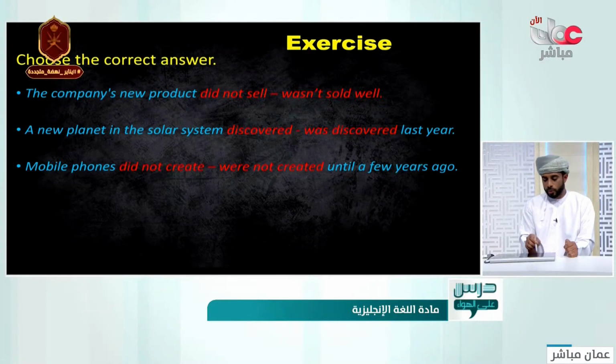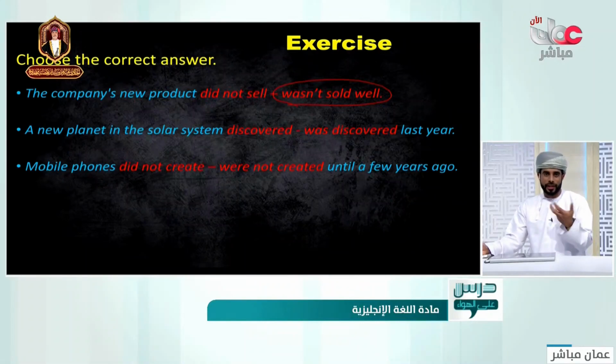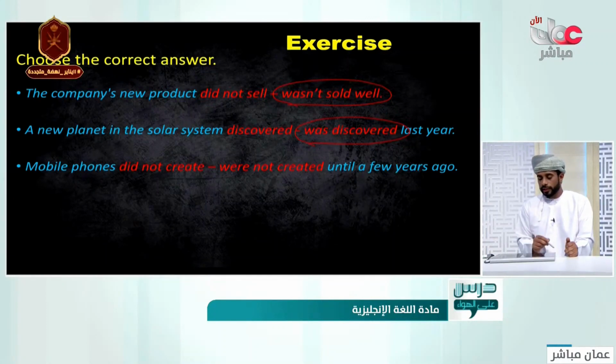The company's new product did not sell or wasn't sold well. Is it the product selling itself or someone selling it? Yes, wasn't sold well. Someone was selling that product. It's not the product selling itself. And again, a new planet in the solar system discovered or was discovered last night? Of course, it was discovered. Someone discovered it, not the planet itself. Mobile phones did not create or were not created until a few years ago. Of course, someone created them.